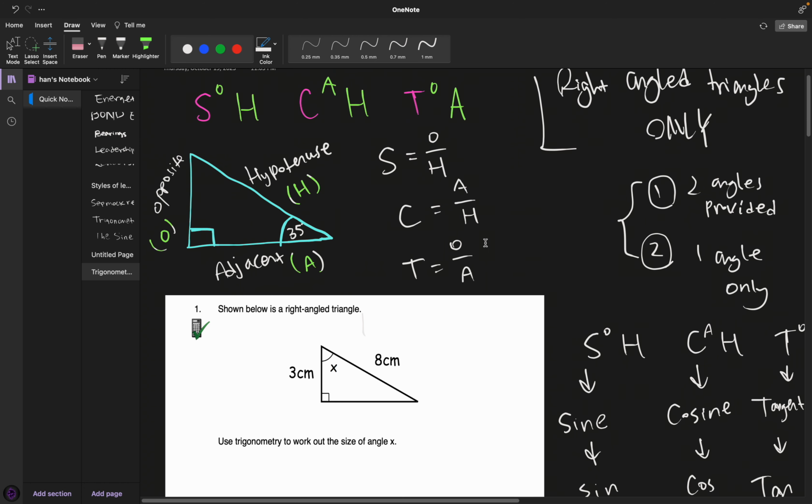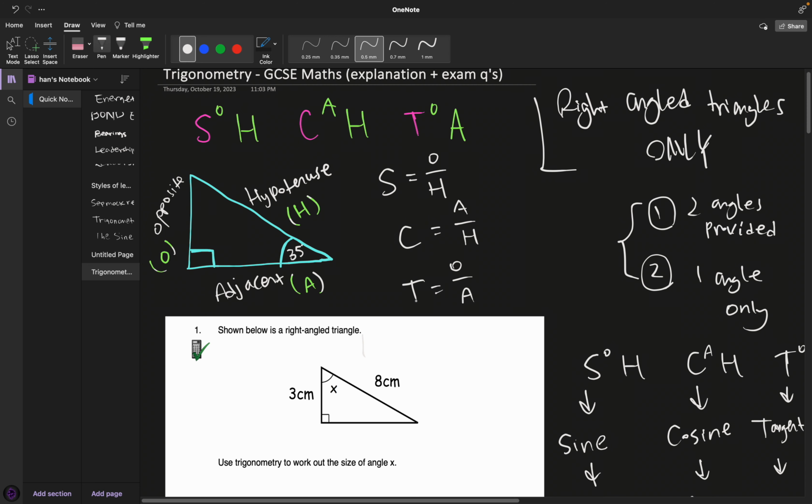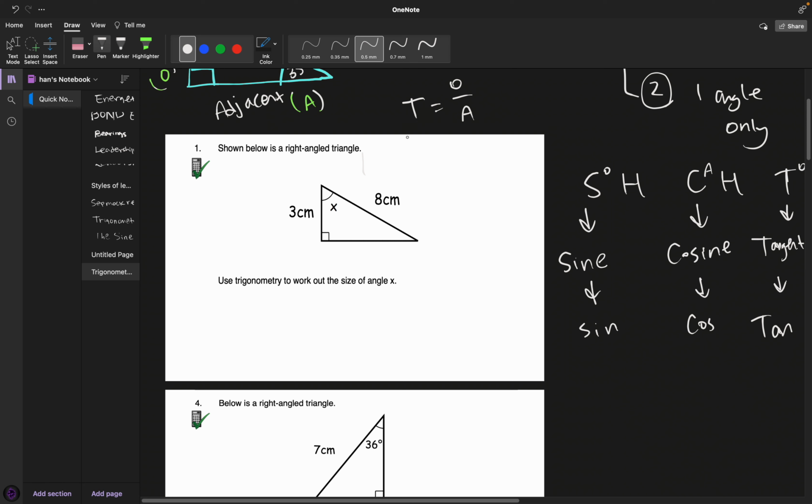So now you probably don't know. At least you know what each of the letters mean, right? But how do you use them in your math paper? Well, let's explain that with a bit of a past paper example, because that'll be the best way to explain, in my opinion. So, right angle triangle, you instantly know it's going to be trigonometry.